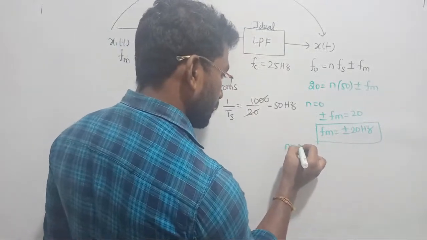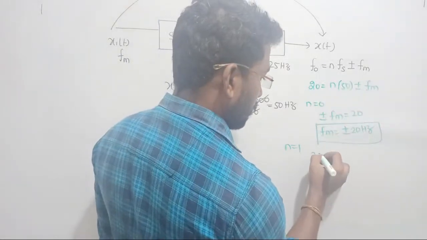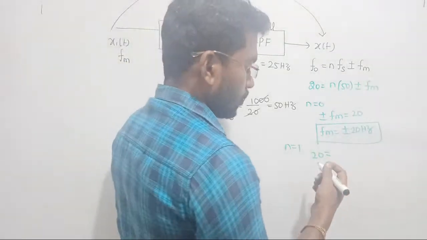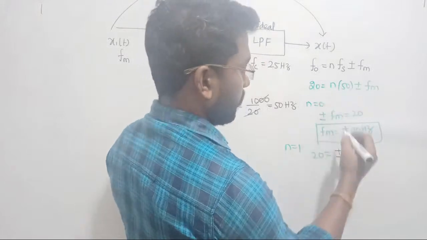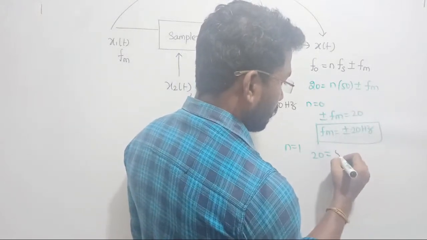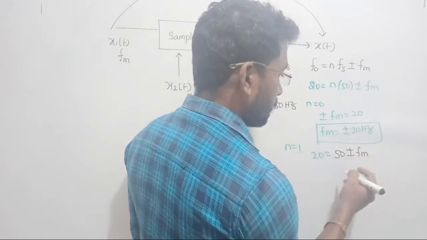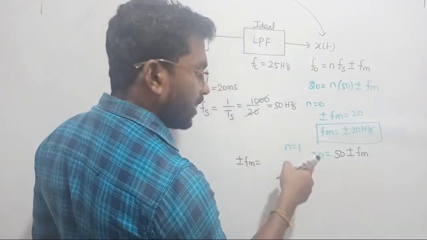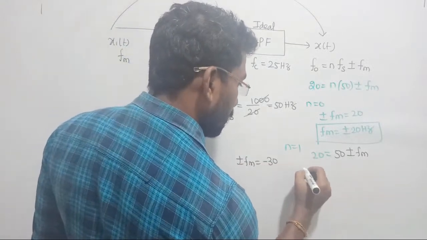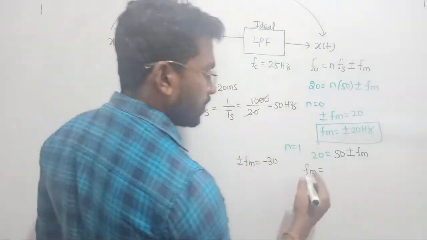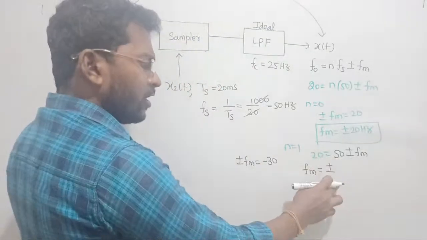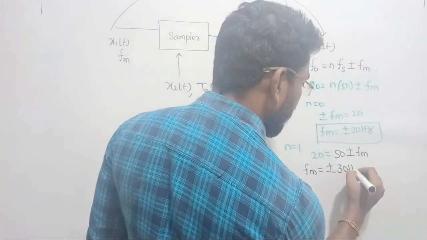At n equal to 1, 20 is equal to 50 plus or minus fm. Proceeding, plus or minus fm equals 20 minus 50, which is minus 30. In the second case, passing the plus or minus to the other side, minus into minus becomes plus, plus into minus becomes minus, so again it is plus or minus 30 only. With this we are going to carry 30 hertz.